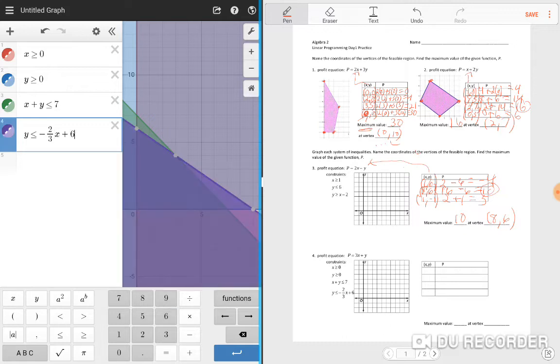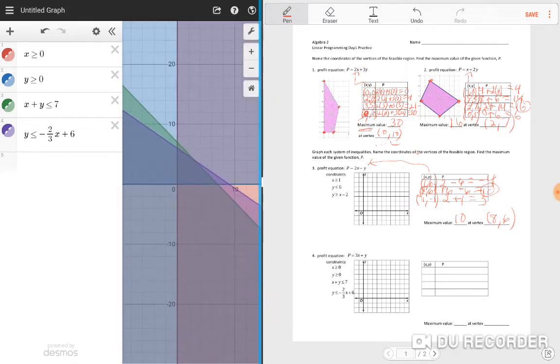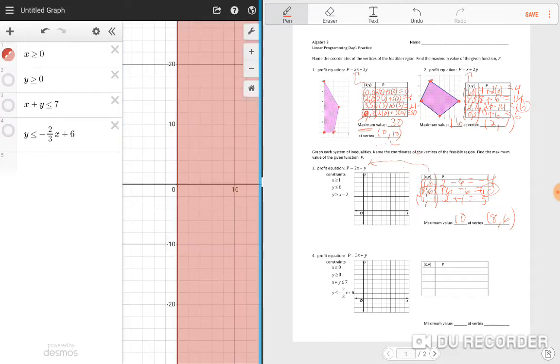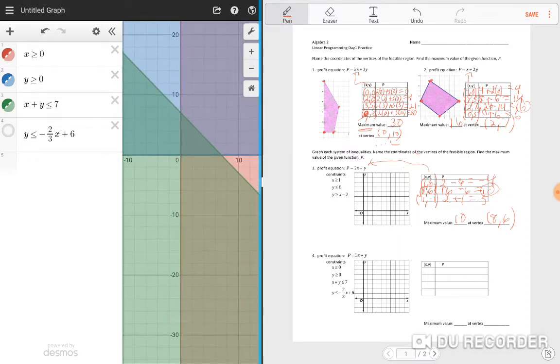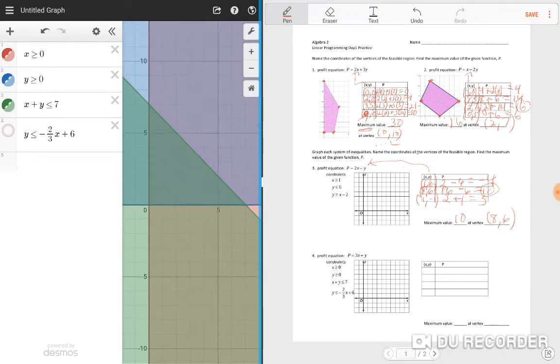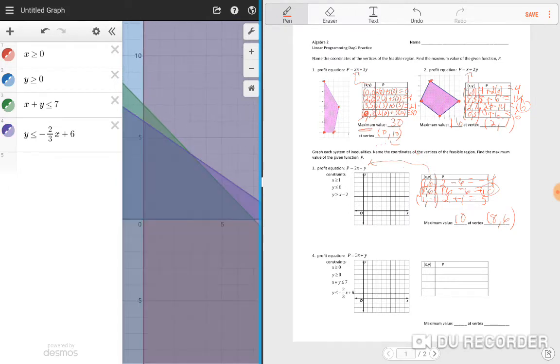Alright, so let's see where all these guys overlap. So X greater than 0 is to the right there. And this one is up. So far we have the upper right. Here, this purple. Then we throw in some green. The green overlaps with the purple here where this triangle is. And then finally this last one, which was less than or equal to.